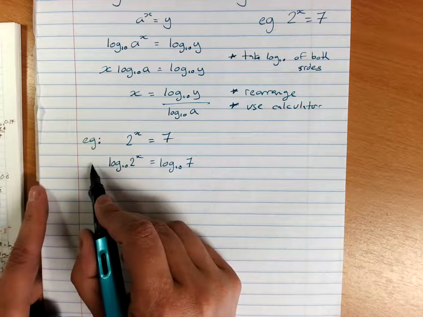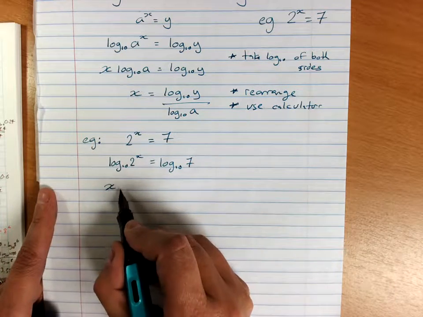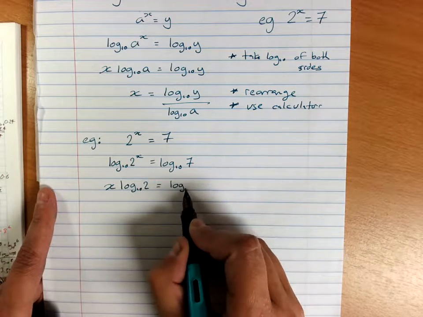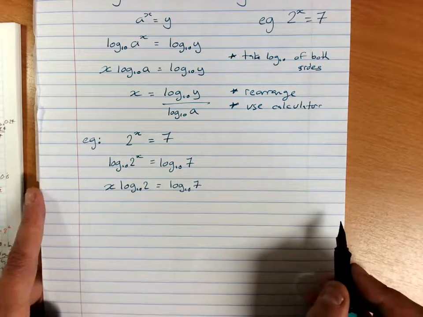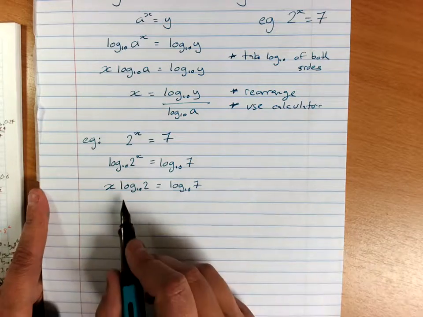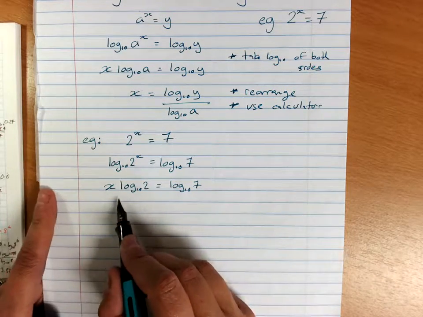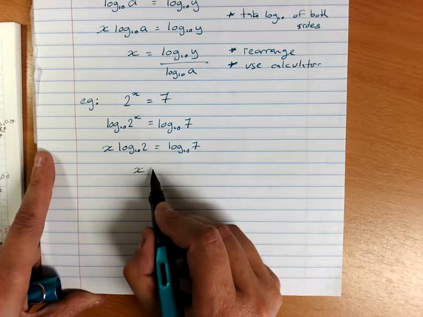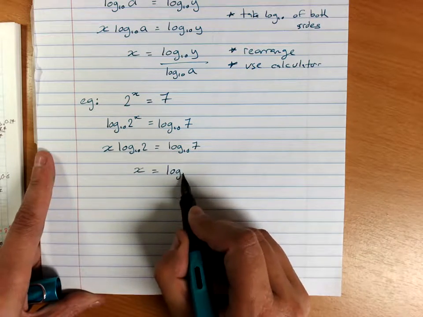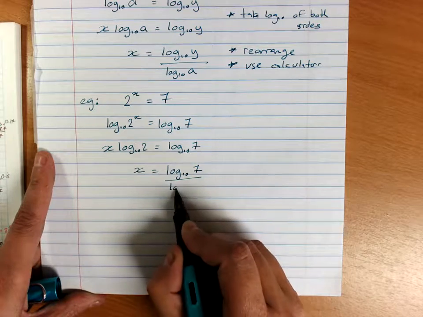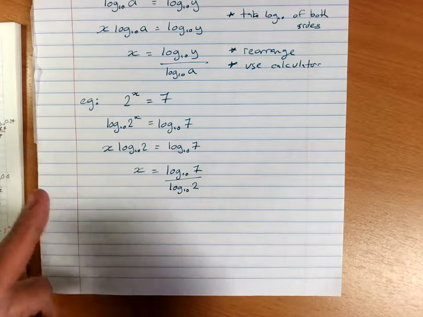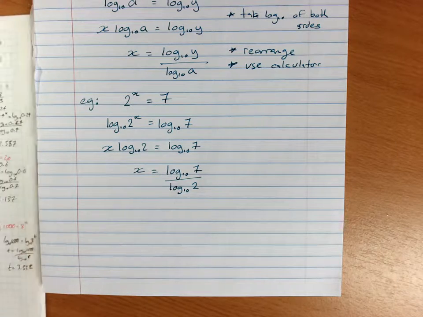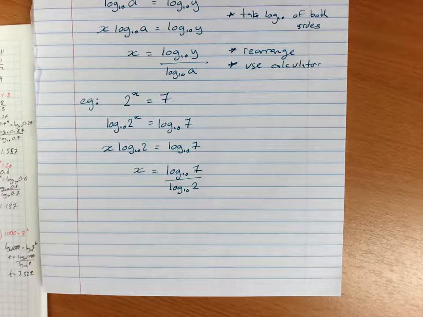Bring your x out to the front. X log 10 2 is log 10 7. Then this is x times log 10 2, so you divide both sides by log 10 2 to isolate x. And then you grab your calculator, which you totally left right here.